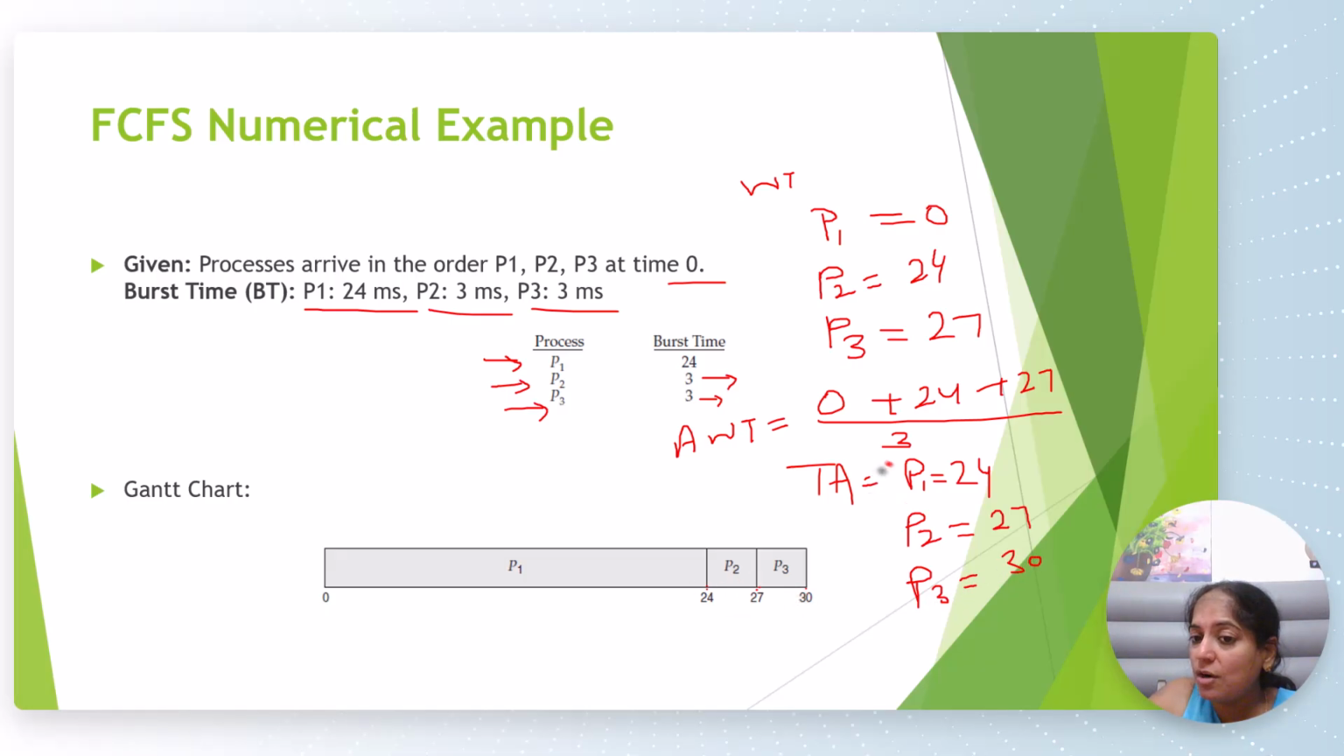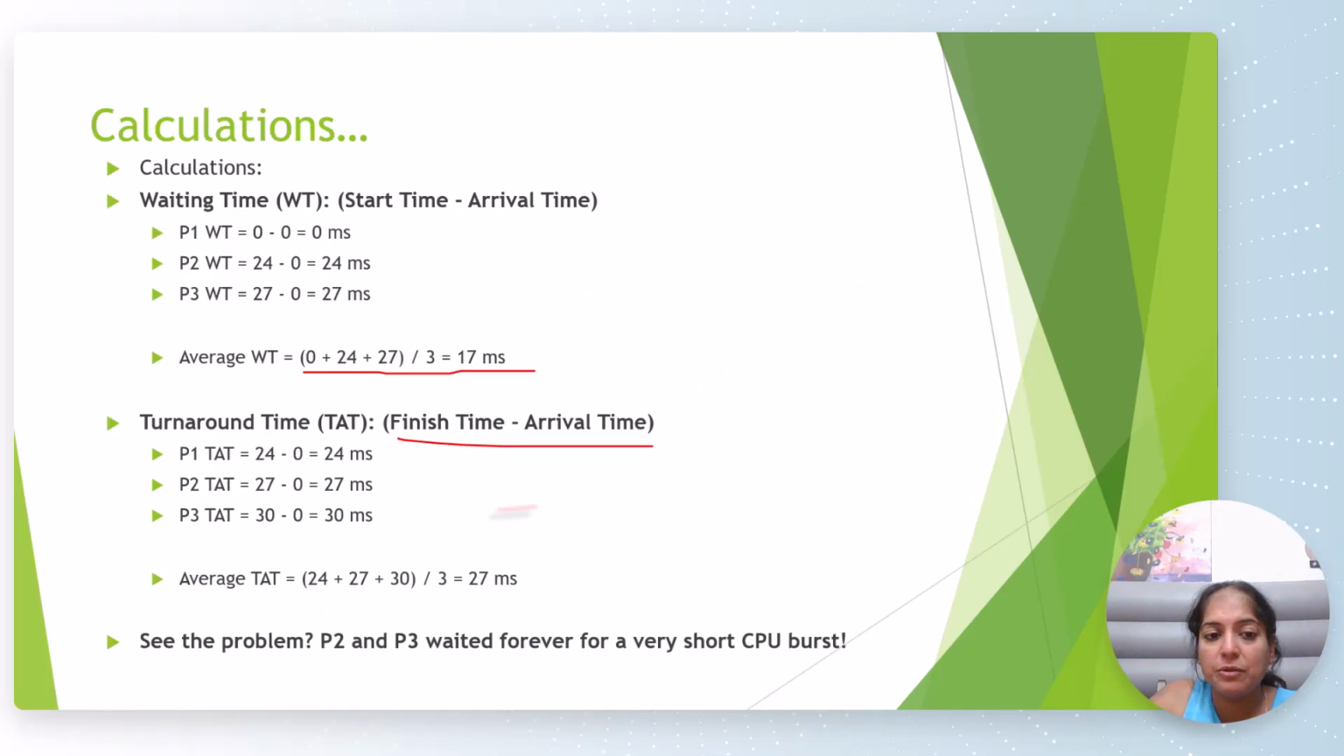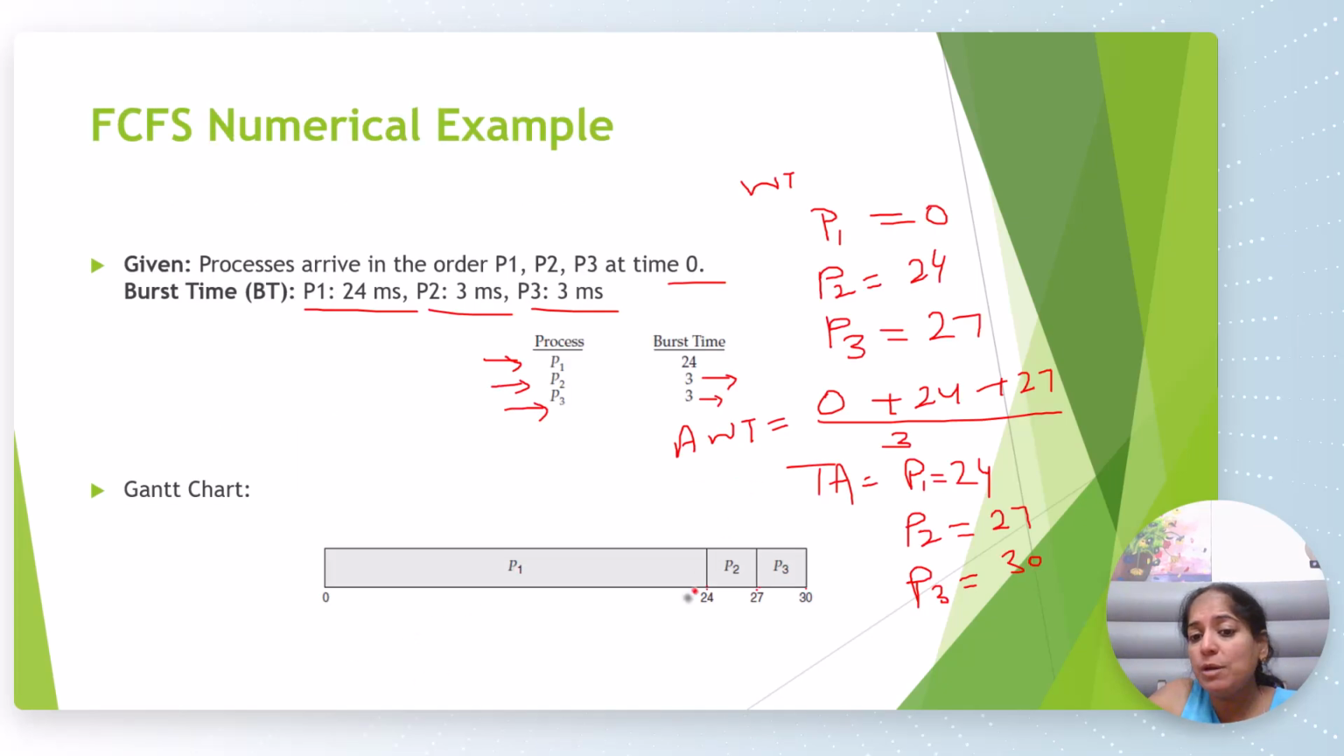So the average turnaround time will be 24 plus 27 plus 30 divided by 3, which is 27 milliseconds. So the average waiting time comes out as 17 milliseconds and the average turnaround time is 27 milliseconds. Now you can see the problem here: P2 and P3 are the smaller processes, but they have to wait a long time due to the long process.